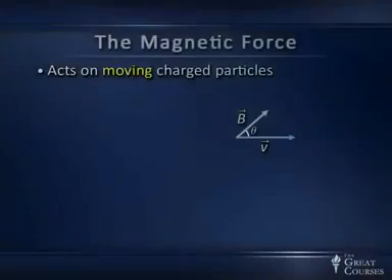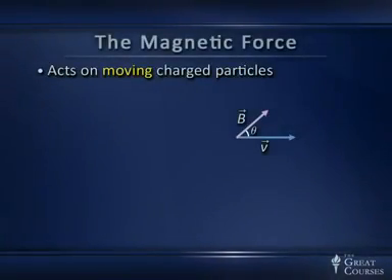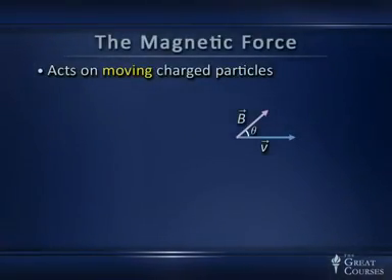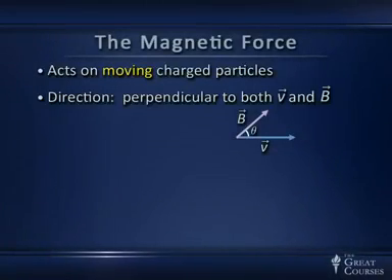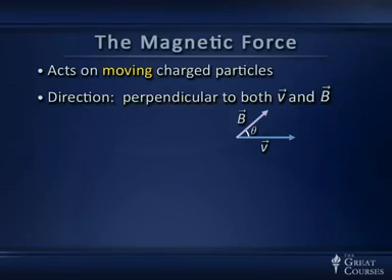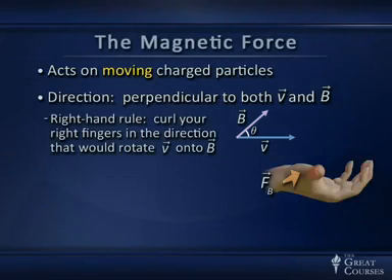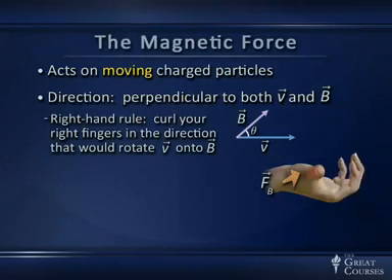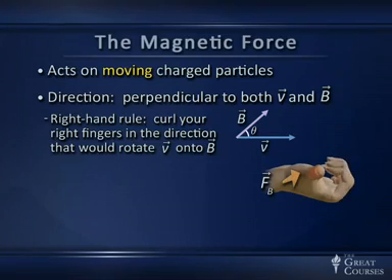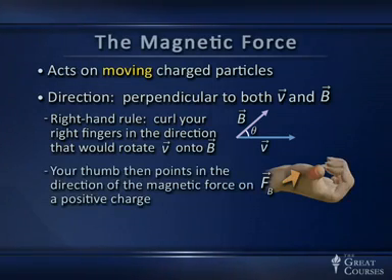Let's talk about the direction of the magnetic force, which again acts on moving charged particles. And the direction of the force turns out to be perpendicular to both the velocity and the magnetic field. Those are both vectors, and they have direction, and the direction of the force is perpendicular to both of them. So there's a rule, and the rule says take your right hand, as this picture shows, and curl it in the direction that would rotate V onto B. And that is almost the direction of the magnetic force.